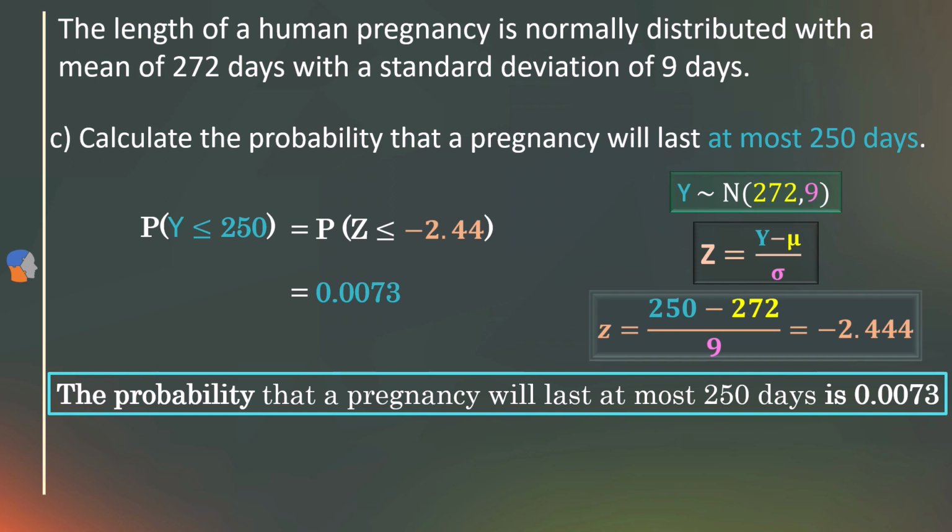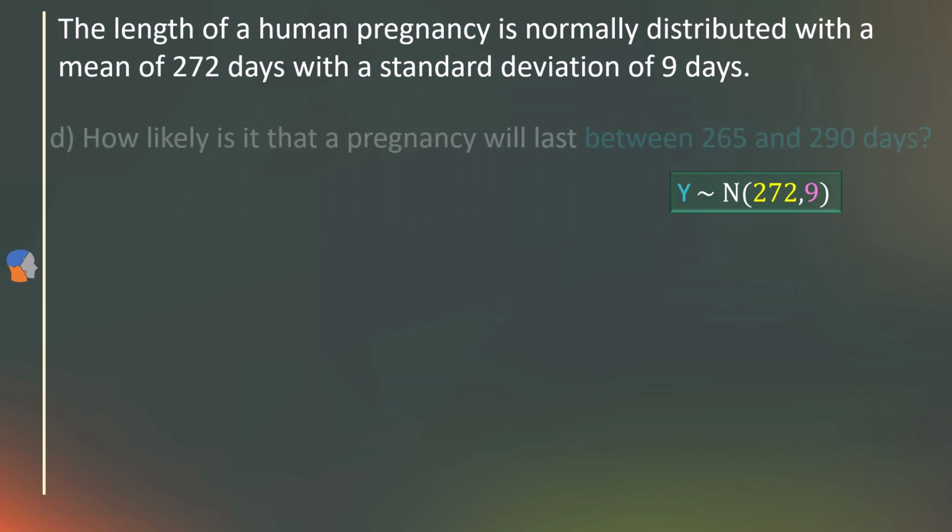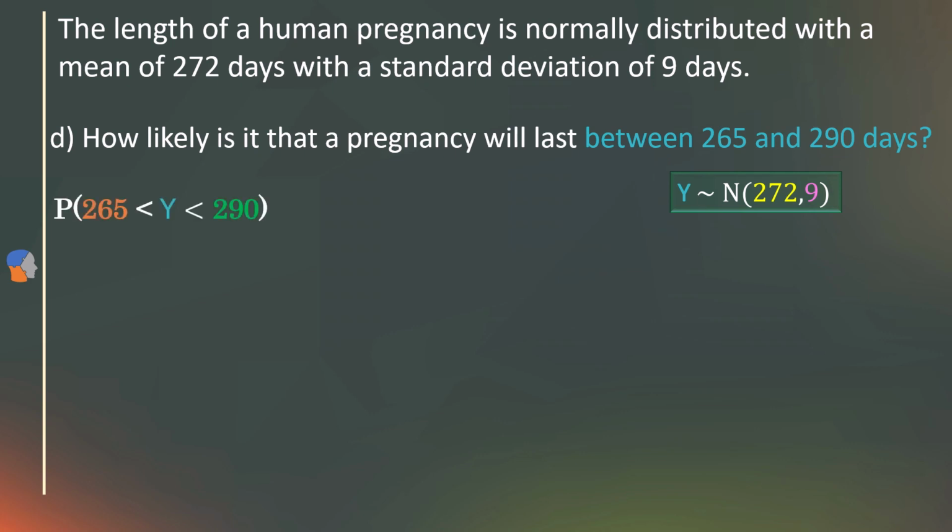Right. Then go to the part D. How likely is it that a pregnancy will last between 265 and 290 days? Again, let me translate the statement into a mathematical statement. It is probability of y between 265 and 290.